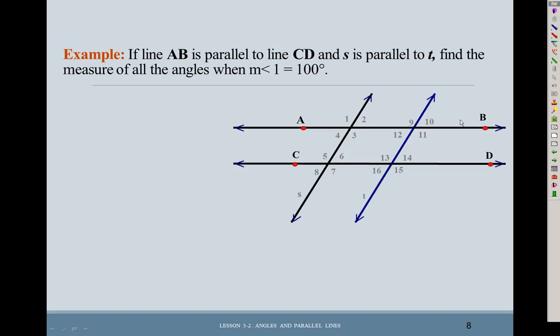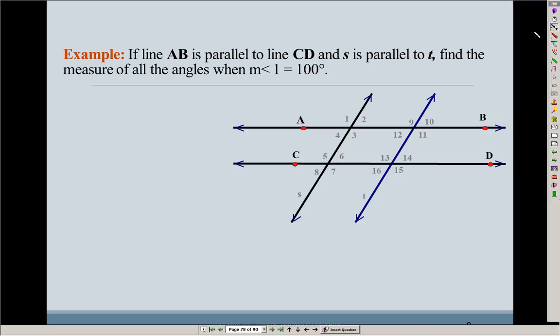So when you have parallel lines cut by a transversal, you don't need to be given much information to find all of the other angle measures in the picture. So here we have that line AB is parallel to line CD. So I can draw my arrows there.